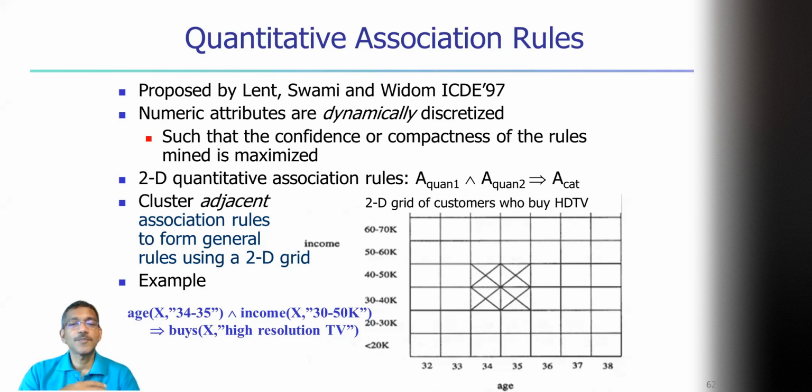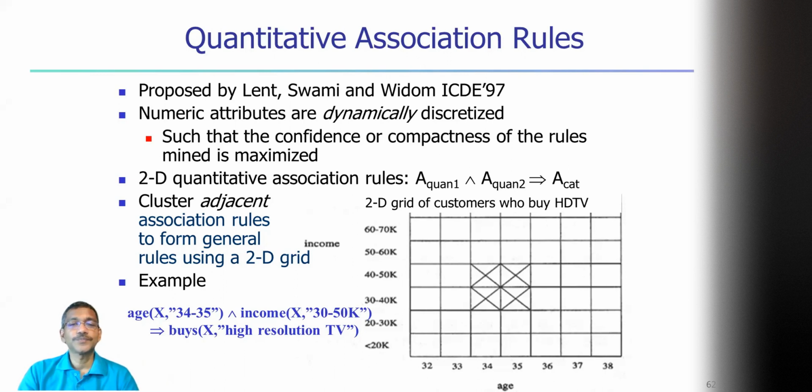So let's look at one small example of quantitative association rules, where we have quantities. In this case, the dimensions are the salaries and the age, right?